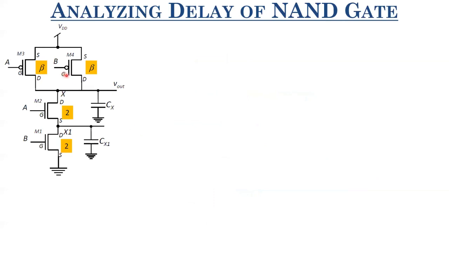So how do we size the NAND gate? We have sized the NAND gate like this, right? It's 2 and 2 here to make sure that the pull down equivalent resistance is R equivalent 0, and the pull up sizing has remained the same as that of a CMOS inverter.